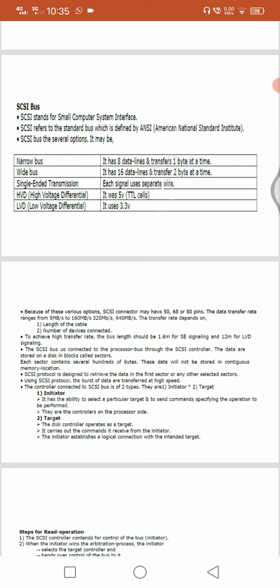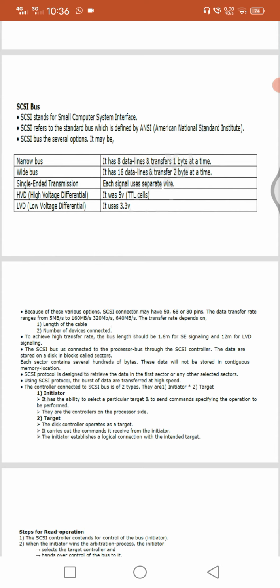Signaling. So the SCSI bus is connected to the processor bus with the help of the SCSI controller. The data are stored on a disk in blocks called sectors. Each sector contains several hundred bytes. These data will not be stored in contiguous memory locations, meaning it's not a continuous one.